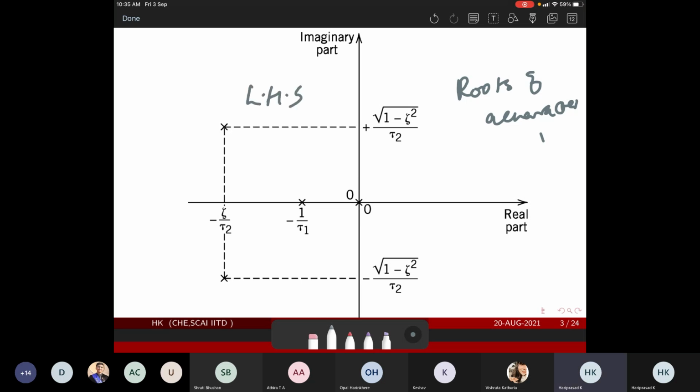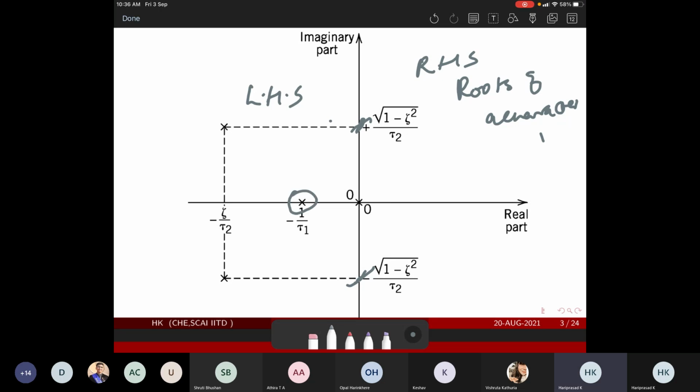So they could be on the LHS of your plane, the RHS of your plane, and they could also occur as complex conjugates. Is this all clear? The roots could be anywhere. They can be purely on the left hand side, purely on the right hand side, and they could also be complex conjugates on the axis, or off the axis as complex conjugates. Any questions? No, sir.